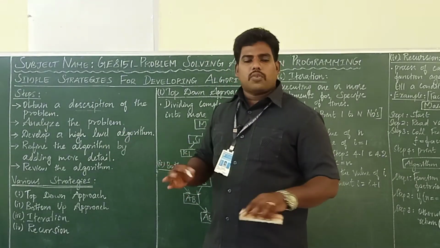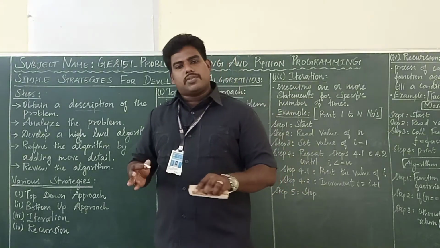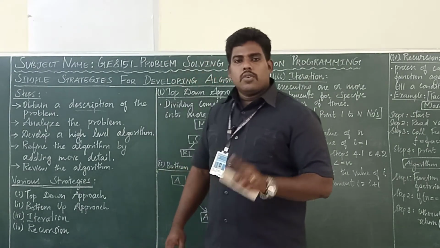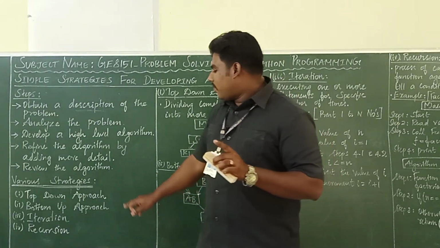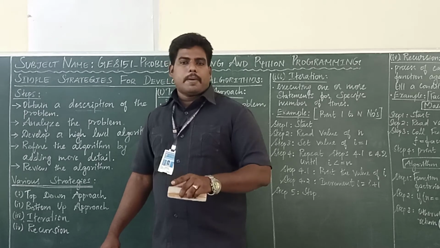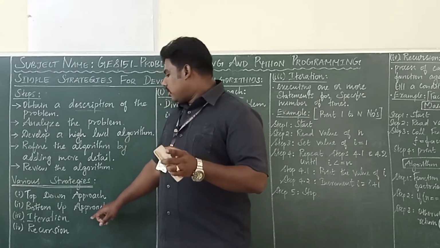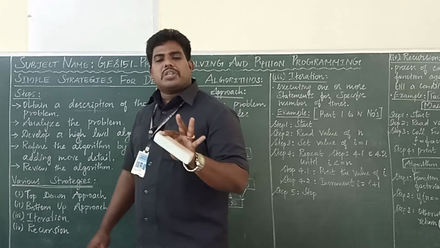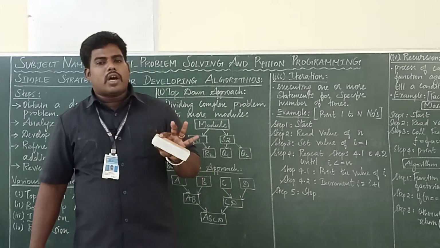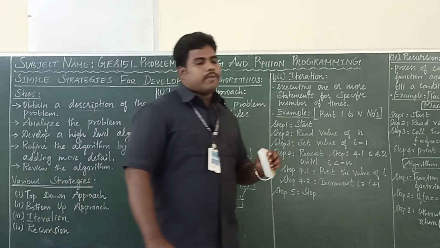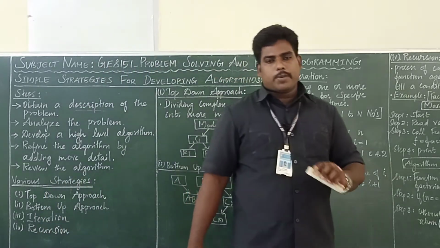Now strategies: what are the techniques, what are the methods we use to develop the algorithm? There are 4 strategies. What are the 4 strategies? The first one is top-down approach. The second one is bottom-up approach. The third one is iteration and the fourth one is recursion. These are the 4 strategies which are used for developing the algorithm. We will see them one by one.